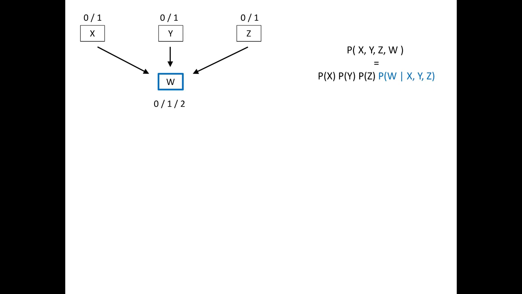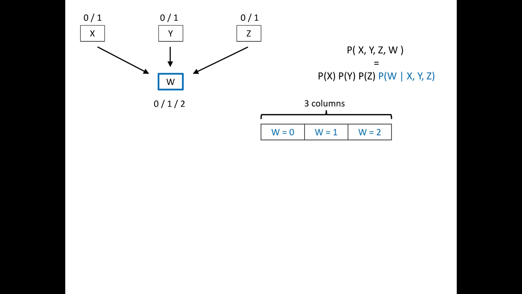So, which will be the conditional probability table for the variable w? We start by computing the number of columns. In this case, we have 3 columns, because w can take 3 possible values, 0, 1, or 2.